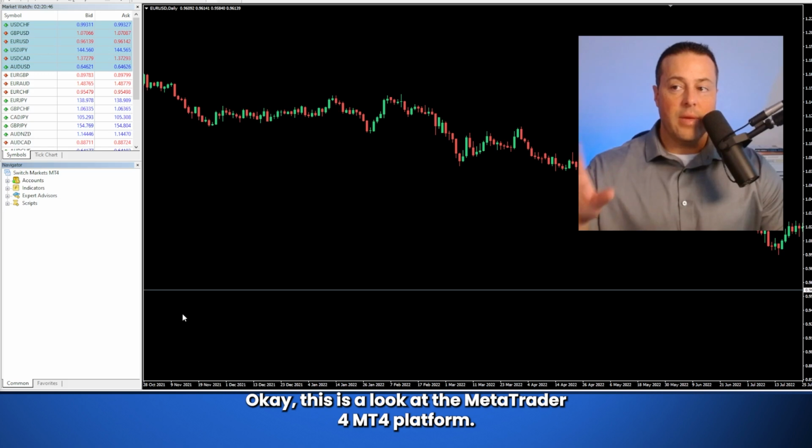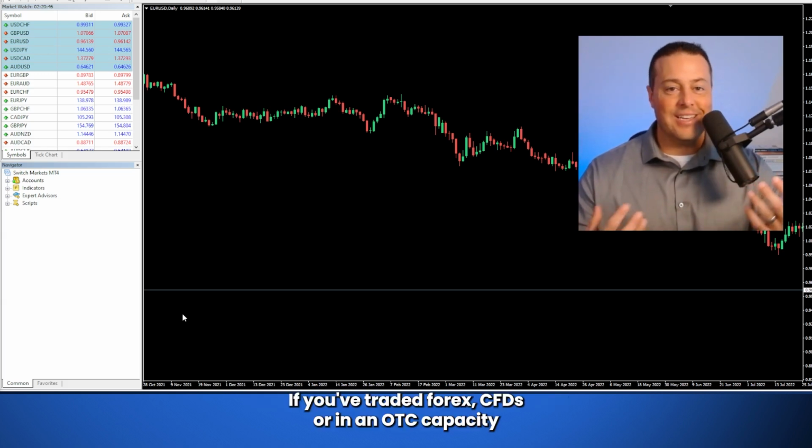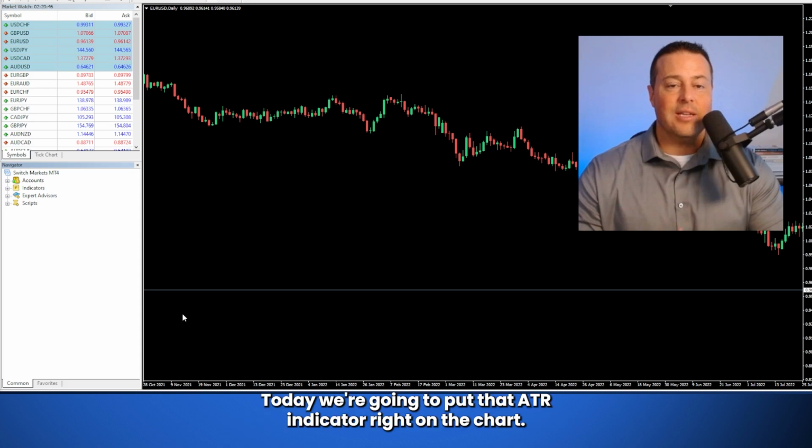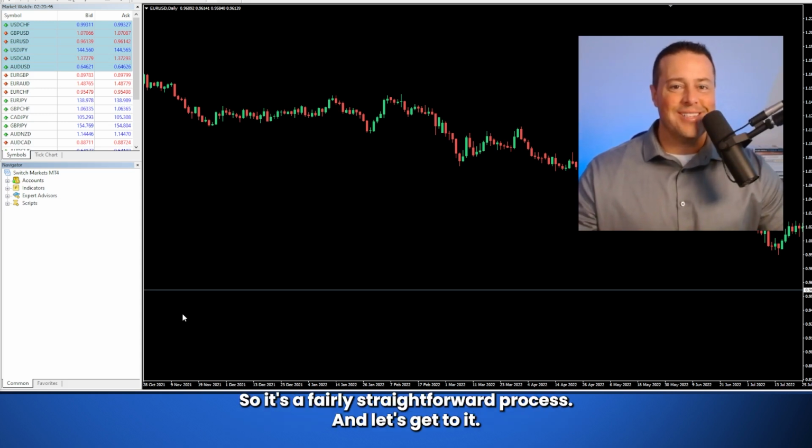Okay, this is a look at the MetaTrader 4 (MT4) platform. If you've traded Forex, CFDs, or in an OTC capacity over the past decade or so, then you're more than likely familiar with MT4. Today we're going to put that ATR indicator right on the chart. It's a fairly straightforward process, so let's get to it.